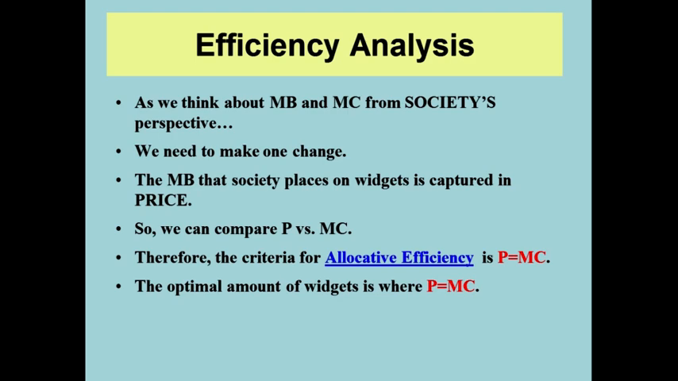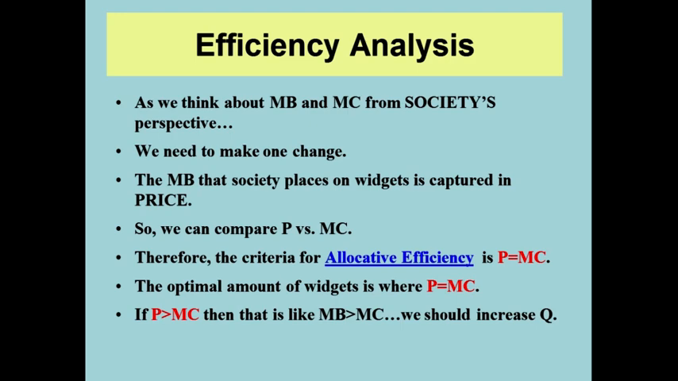And again, that's from society's perspective, not necessarily the firm's perspective. And it's important that you note that this is society's perspective, because what we're going to find is the monopoly doesn't want to do that. So this isn't what's best for the firm, it's what's best for society. So again, if price is greater than marginal cost, then that would be like saying marginal benefit is greater than marginal cost, and we'd want to increase output. That's going to be very relevant in just a moment. Okay, hope you're with me.